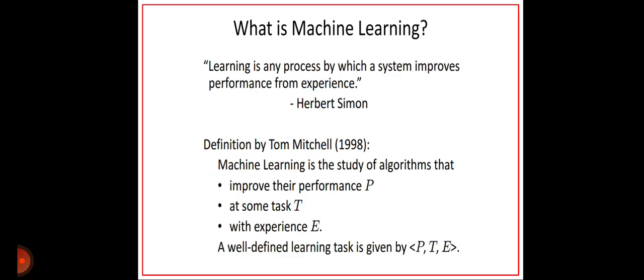Learning is any process by which a system improves performance by experience. This definition is mostly used, given by Herbert Simon. Definition of Tom Mitchell: machine learning is the study of algorithms that improve their performance P at task T with experience. A well-defined learning task is given by P, T, E: performance, task and experience. Performance of the task is improved with the experience.